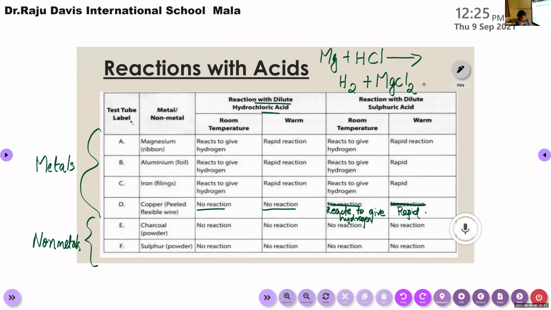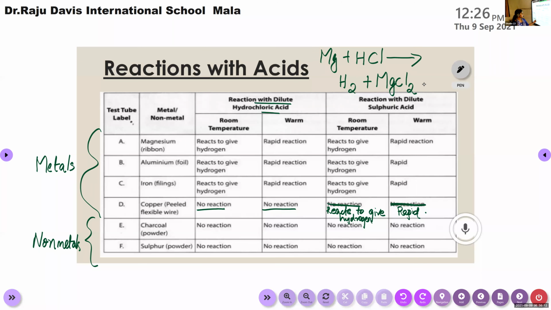And at the end of this activity, you bring a burning matchstick near the mouth of each test tube. In the case of all the metals, magnesium, aluminium, and iron, you can observe that it burns with a pop sound. That means if hydrogen is produced, it will react with the fire and burn with a pop sound. So we can confirm that hydrogen is produced there. That's the confirmation for the presence of hydrogen formed during the reaction.